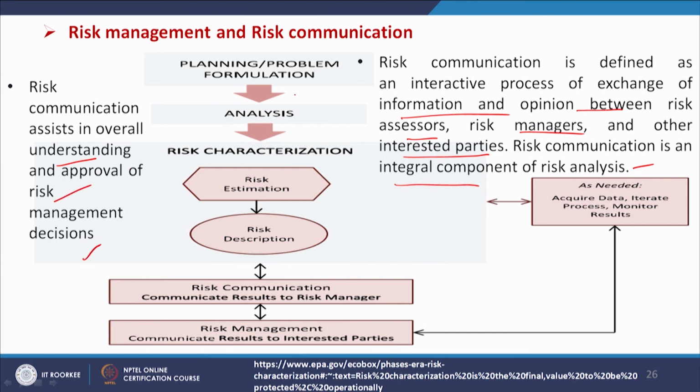Okay. So, this is the total flow diagram we see. So, planning, problem formulation, analysis, risk characterization. So, risk estimation, risk description and risk communication and then risk management. So, for this we need to acquire data, iterate processes and monitor results. So, these are the processes for risk management.